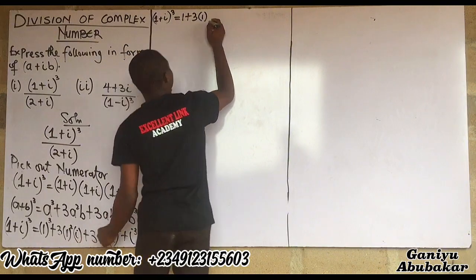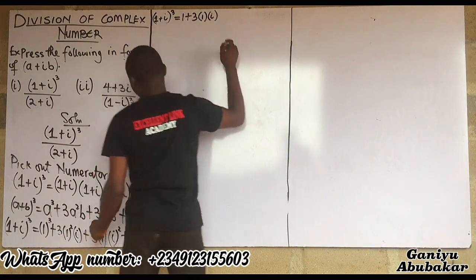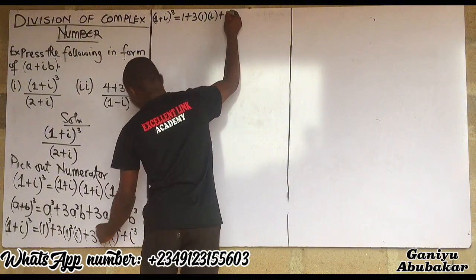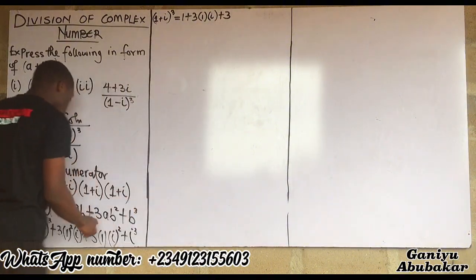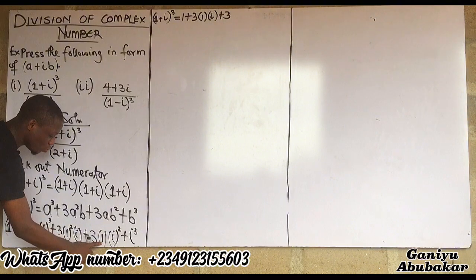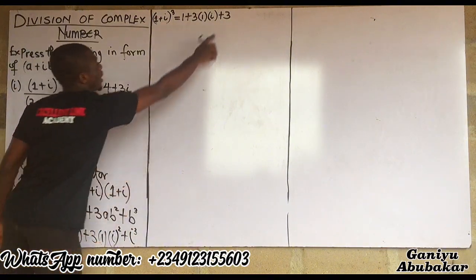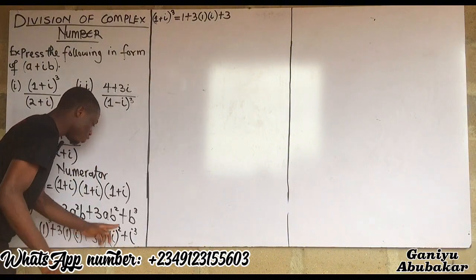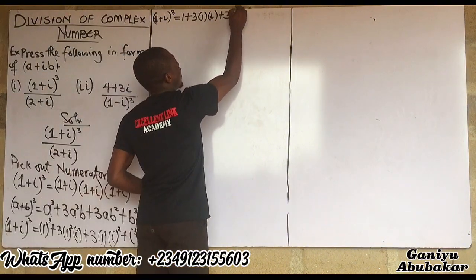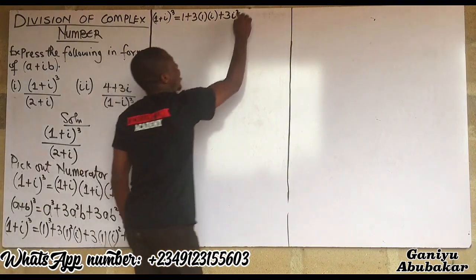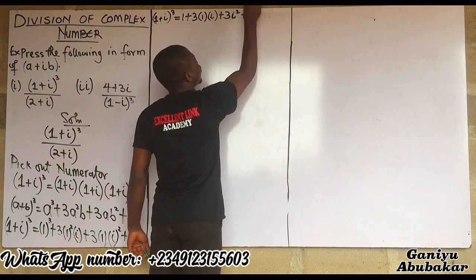Next up, I have an i here, so i. Proceeding, plus, I have a plus sign here. Next up, I'm seeing a 3, this is 3, into 1, this is 1 here. 3 times 1 will give 3. Next up, i squared, I can see i squared here. Proceeding, this is plus i cubed, I'll have plus i cubed.